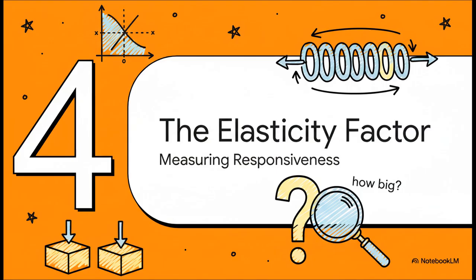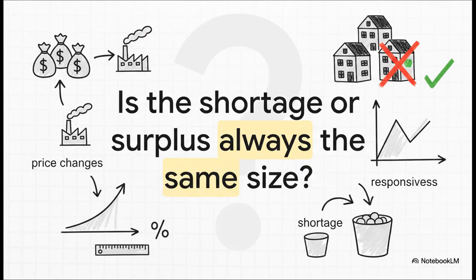But that is not the whole story, not even close. To really think like an economist, you have to ask the next question. Okay, but how big are those shortages and surpluses? And answering that question brings us to our fourth section and the unbelievably important idea of the elasticity factor. Just think about it for a second. Does a 10% hike in the minimum wage cause the exact same amount of job loss in every single city for every single industry? Of course not.